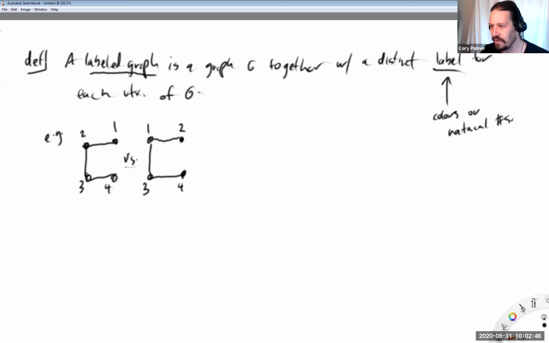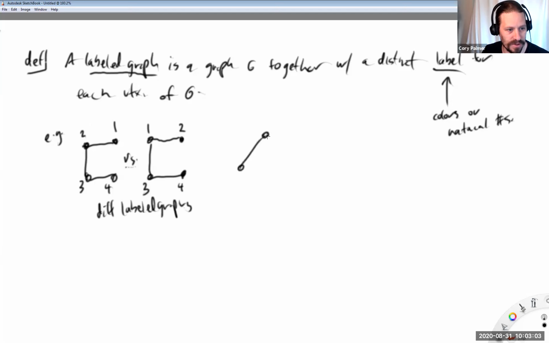And over here, 2 is only friends with 1. That's a different scenario, right? Even though the underlying network is the same, the underlying graph is the same, these are two different labeled graphs.